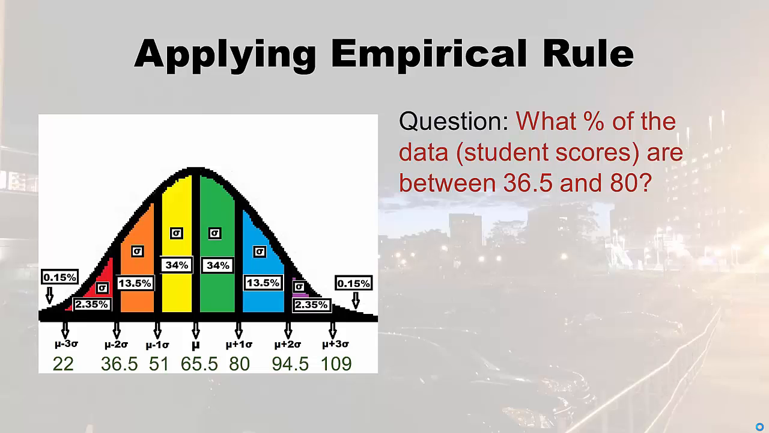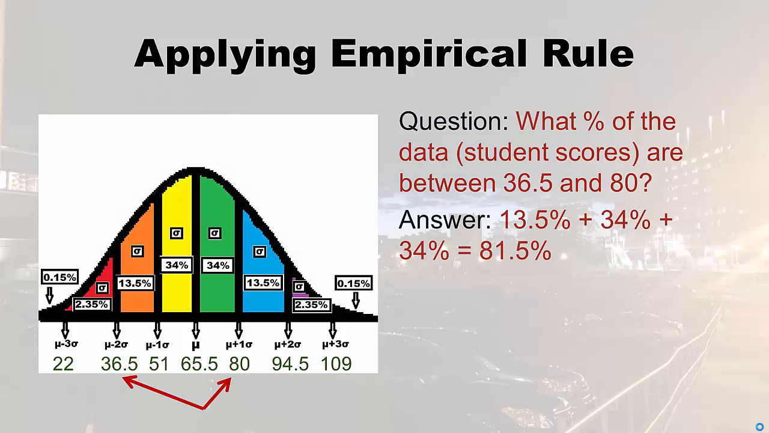So I'm going to go through some fake test questions for you to just show you how to come up with the answer. So let's say the question was, what percent of the data student scores are between 36.5 and 80? So think about how you would answer that question. So see where 36.5 is? It's on the lower limit of the orange part. And see where the 80 is? It's on the upper limit of the green part. So what you would do is you would add up the percents in between, right? 13.5 plus 34 plus 34. And the answer to what percent of the data are between 36.5 and 80 would be 81.5%.